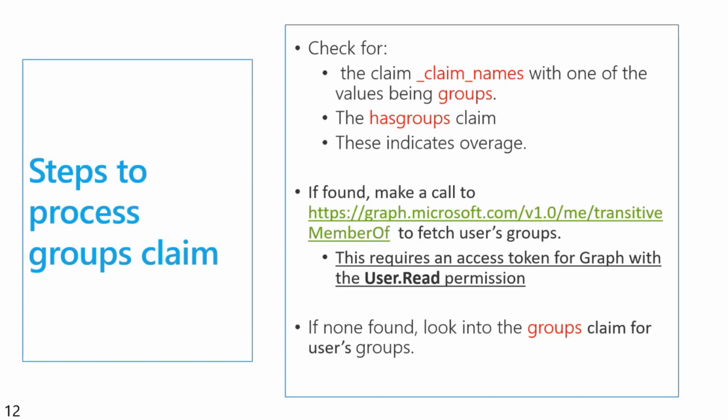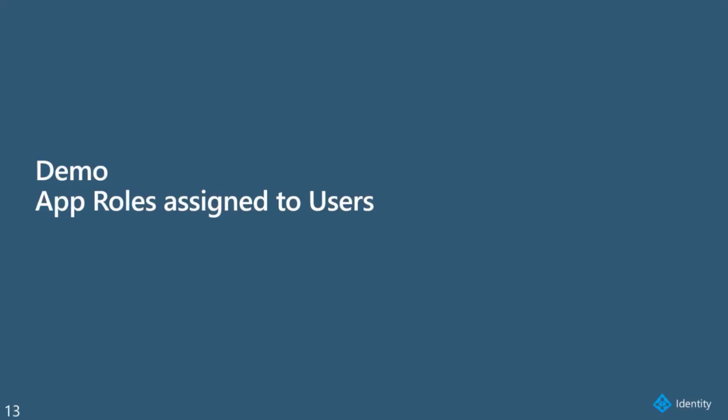So the lack of the groups claim by itself doesn't tell you you're in an overage situation. Instead, it may be an indication that this user is a member of no groups, which means they probably joined the company 15 minutes ago.